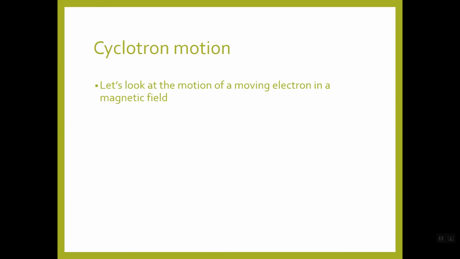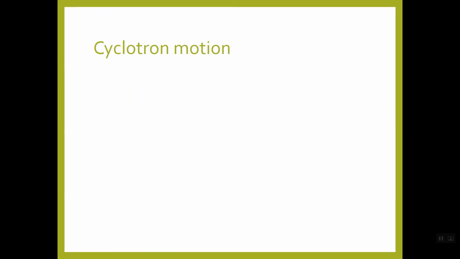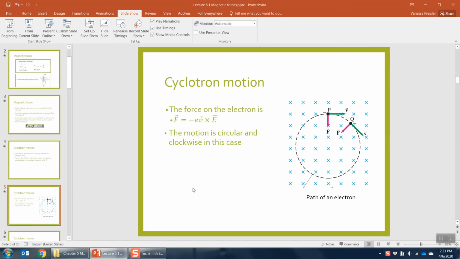So let's look at the motion of a moving electron in a magnetic field. And we're going to assume the electron travels at a speed v in a plane that's perpendicular to a constant magnetic field that I'll call B. So the force on the electron we get from the magnetic force, the electron has a minus charge, so we get minus e v cross, that should be B, not E. Let's see, I'll fix that right now.